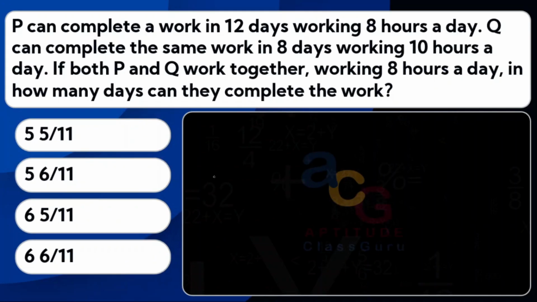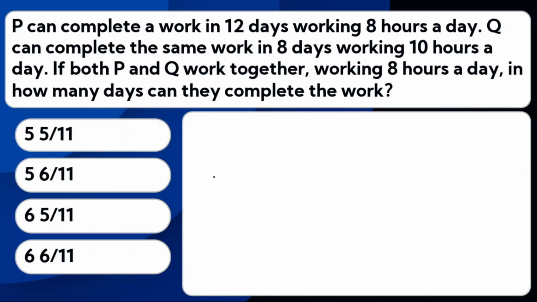P can complete a work in 12 days working 8 hours a day. So when they have given this type of problem, just remember that when they have given days and hours concept, you have to convert all into the total number of working hours. So P can complete the work in 8 into 12, 96 working hours.